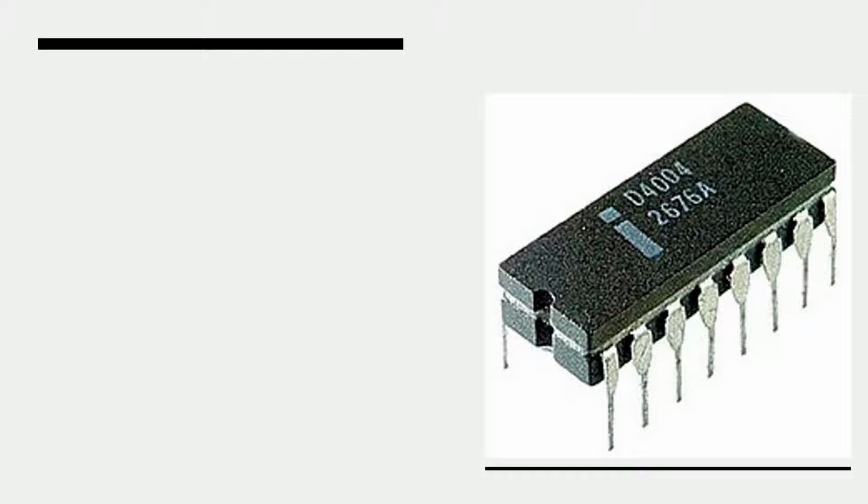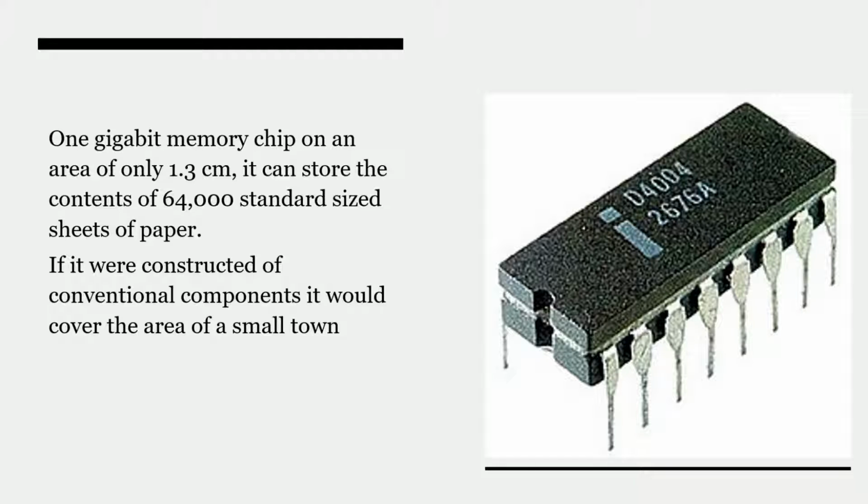For example, this is a gigabit. A 1 gigabit memory chip is only 1.3 centimeters, but it can approximately store the contents of 64,000 standard sized sheets of paper. Amazingly, if it were constructed using conventional components without using the transistor, it would cover the area of a small town. Process 2. How the silicon wafer is converted into a fabricated chip. Let's see.